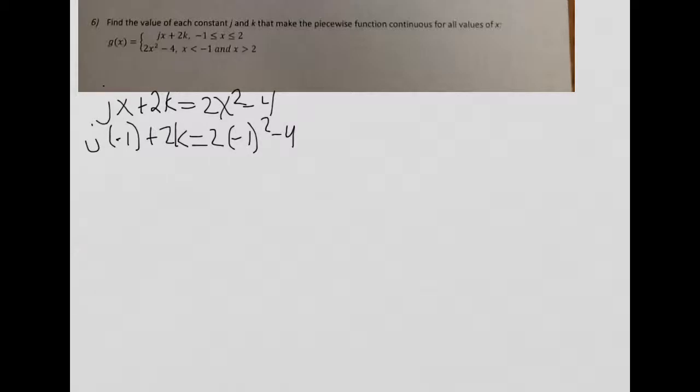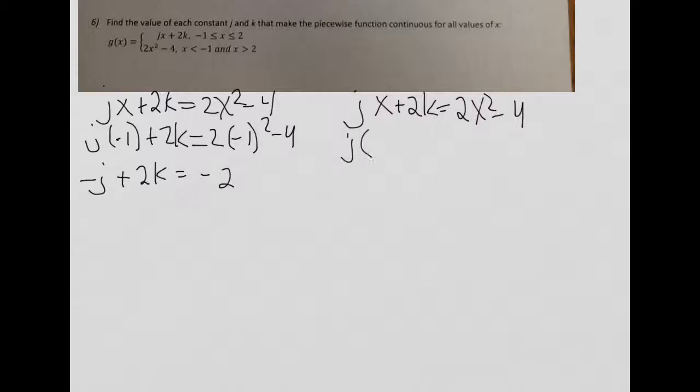So to be continuous, we're going to make these two functions equal to each other. Once we do that, we could plug in the value of that x, which is -1. So we're trying to solve a system of equations here. Then we set up the second equation with the same 2, jk plus 2k equals 2x squared minus 4. And this time I'm going to plug in the number 2 for x.